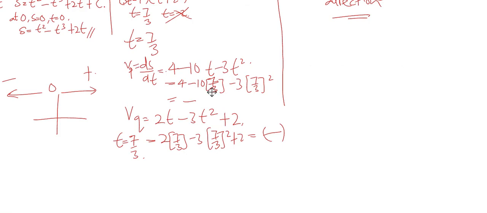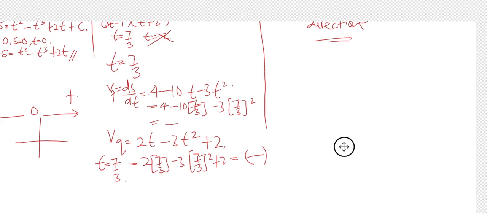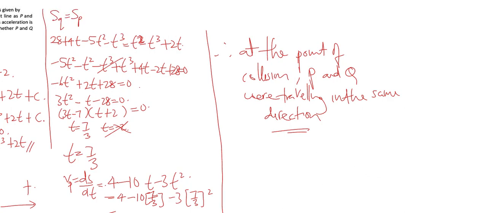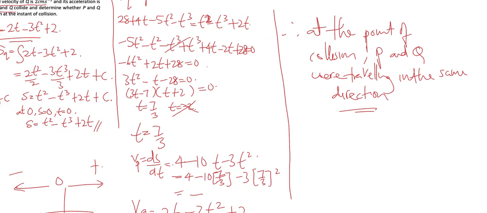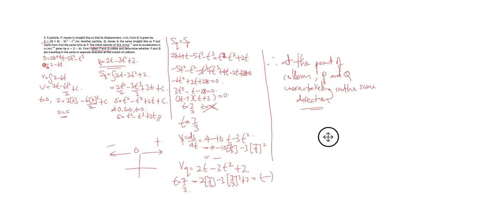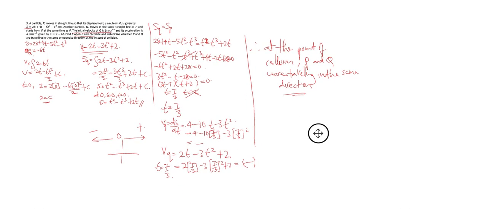If one was positive and the other one was negative, then we know that one was moving forward and the other going backward, or opposite to each other. But in this case, both velocities are giving us a negative value, so that indicates they were traveling in the same direction. So quite a lot of information, so you have to do it one by one. Otherwise you will get stuck. But you can still do it.